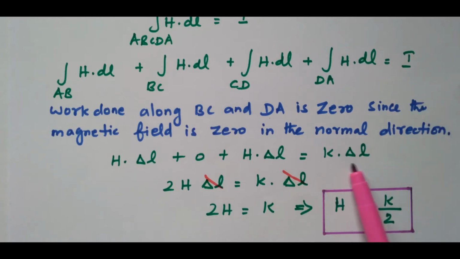I can be replaced as K into dl, that is current density, which we already discussed. So H dl plus H into dl becomes 2H into dl, that is equal to K into dl. The dl gets cancelled, so 2H equals K. From that, H equals K divided by 2. So the magnetic field intensity due to an infinite current sheet, the final expression, is H equal to K by 2. This depends only on the current density of the current sheet.